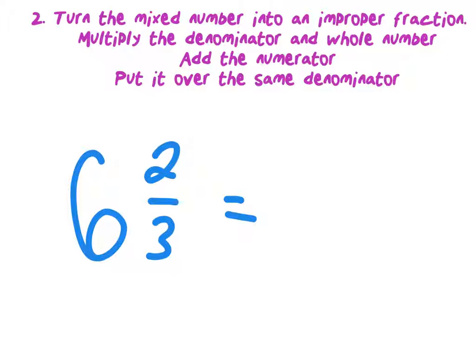In this case, 6 times 3 gives us an 18. Keep that number in your head, 18. The second step is we need to add the numerator. So we're going to add the 2. So 6 times 3 is 18. What we have to do is add the numerator, and 18 plus 2 is an answer of 20.